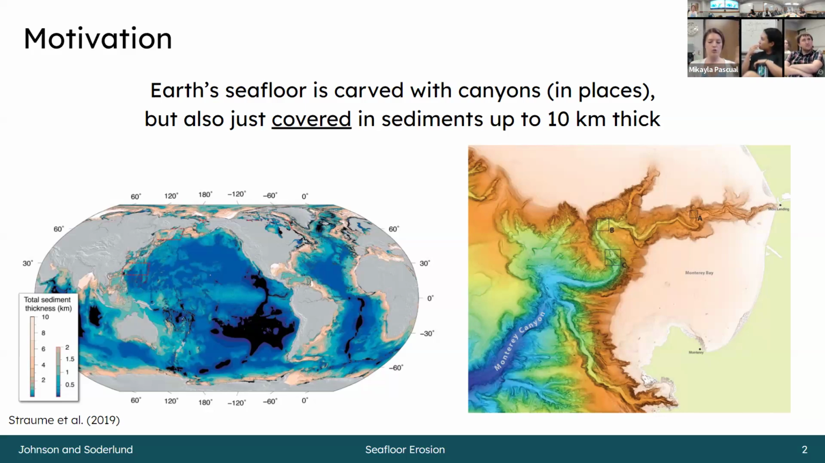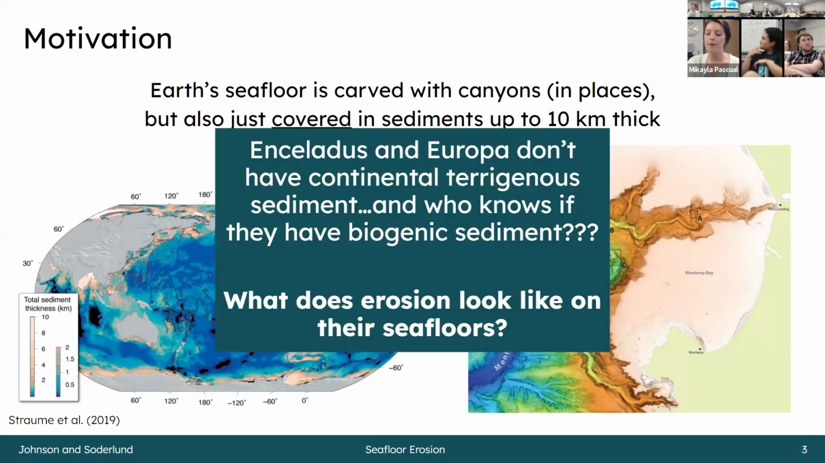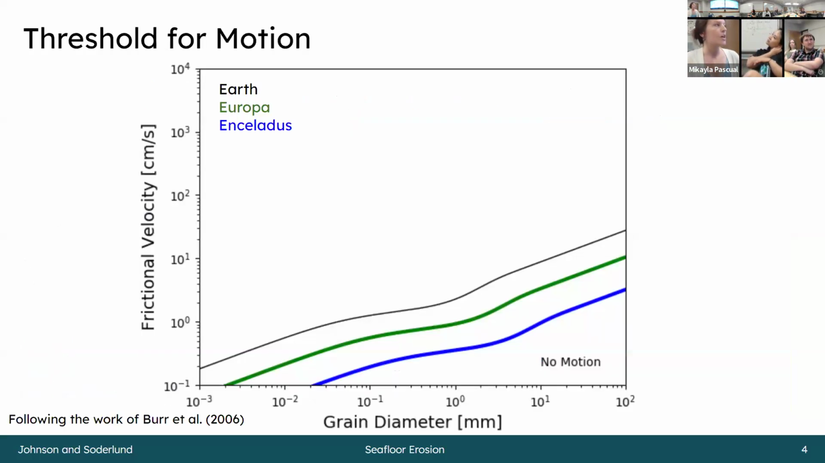And so this is the regime of Earth's seafloor, but ocean worlds don't have this continental sediment because they don't have continents. And I am not even going to touch the question of whether they have biologic sediment or not. That is a question for someone else in a different talk. So we wanted to investigate what erosion might look like on seafloors in this very different regime. The first pass at doing this, we were following the work of Devin Burr, who had looked at erosion on Earth and Titan.